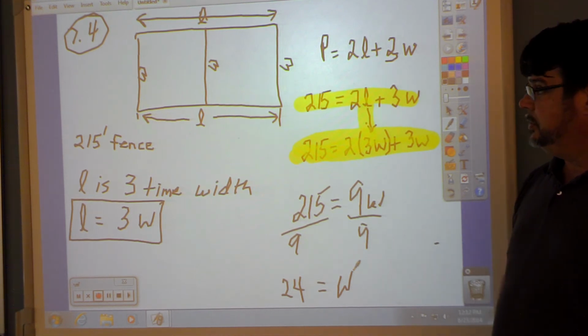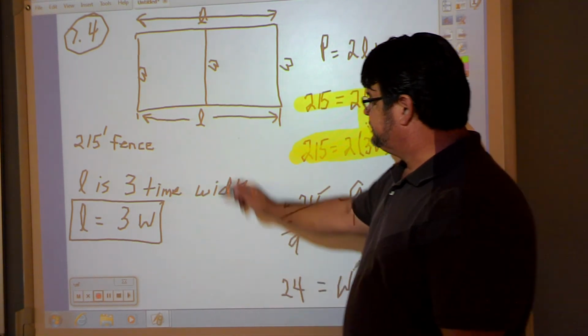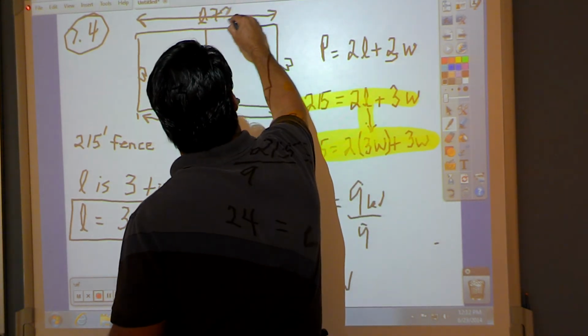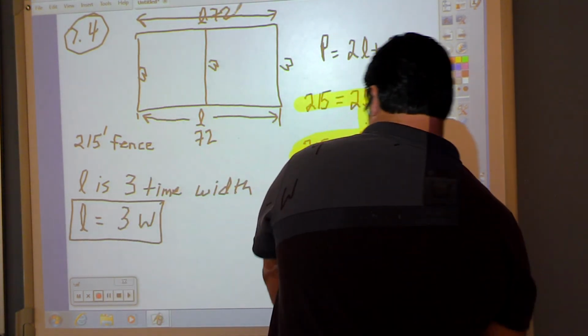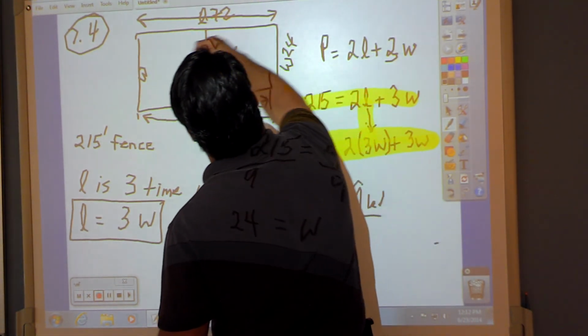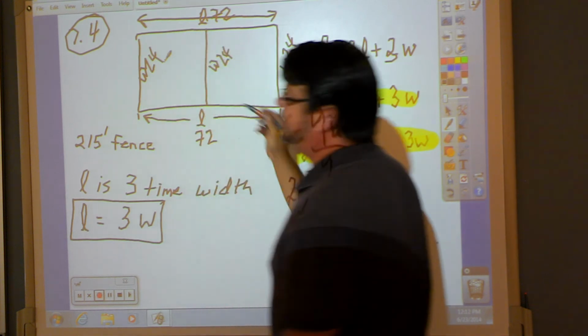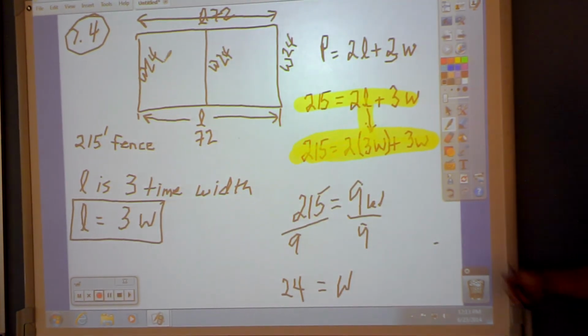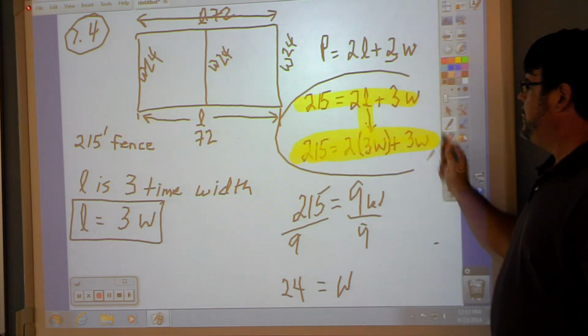72. 24 times 3, so this is 72. This is 72. And this is, what did I say, 24? 24, 24, and 24. Now he knows how to make his fence. Okay, I don't care about the fence part. This is what I care about right here.